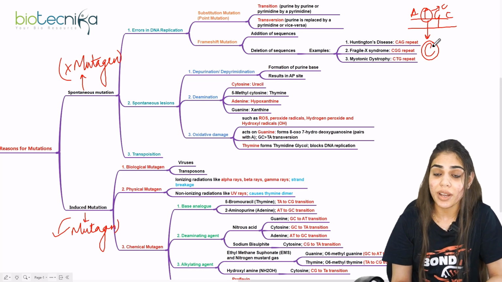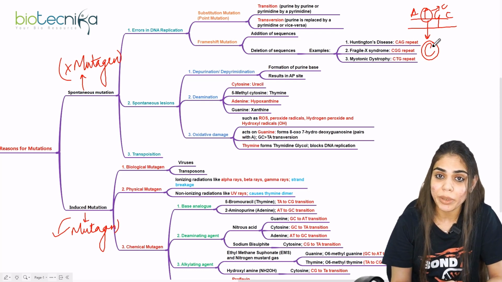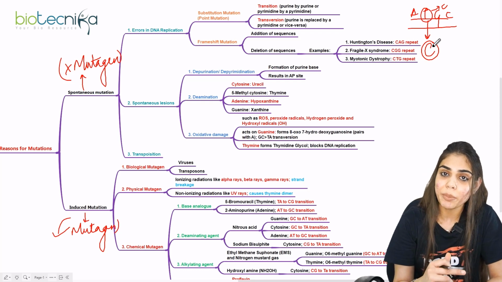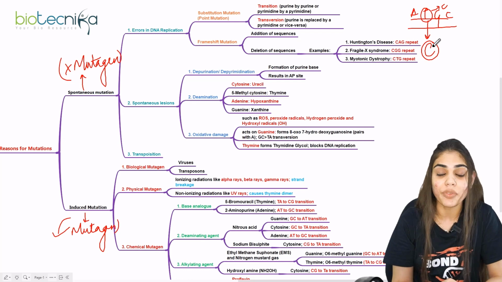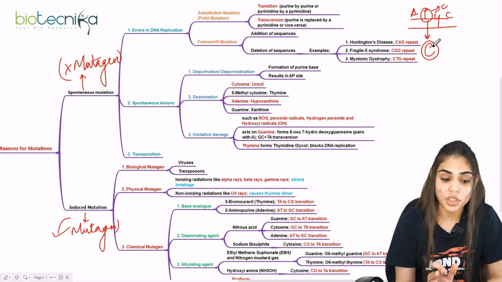But what in the case of transversion? A purine is replaced by a pyrimidine or vice versa, meaning a pyrimidine is replaced by a purine. So this is all about point mutation, which is a part of errors in DNA replication, or you can say spontaneous mutation.